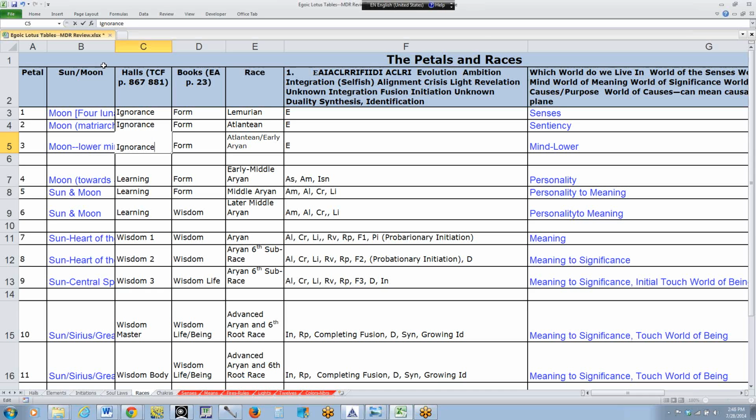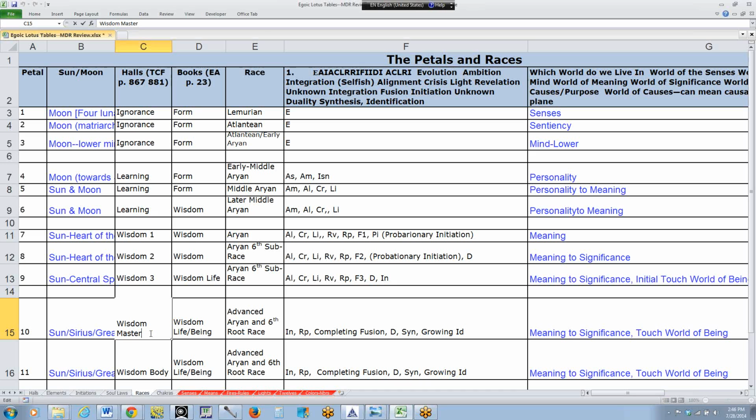So the Hall of Learning operates 4, 5, and 6, as we can see. And with 7, 8, and 9, we're in the Hall of Wisdom. Wisdom 1, Wisdom 2, Wisdom 3. And here, when it comes to petal number 10, I don't think the word master really applies. It's still very much the Hall of Wisdom, but if there's such a thing as the Hall of Being, then we are anticipating what that means. Hall of Being.